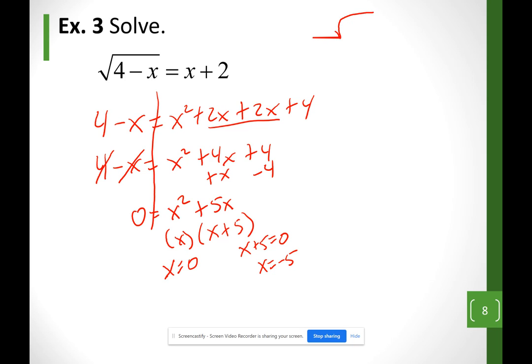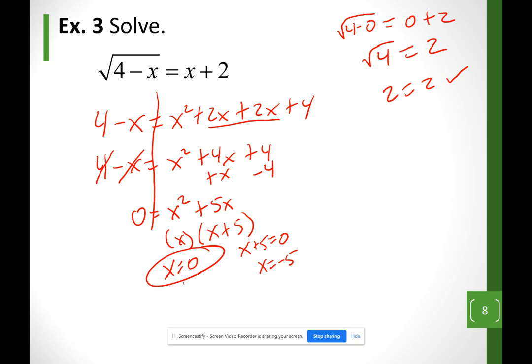Let me check 0. So I have that the square root of 4 minus 0 is equal to 0 plus 2. Once again, I'm replacing the value of x with 0. So I have that the square root of 4 is equal to 2. So I have that 2 is equal to 2. Yep, that works. So this is a good solution. Let's check out the other one.